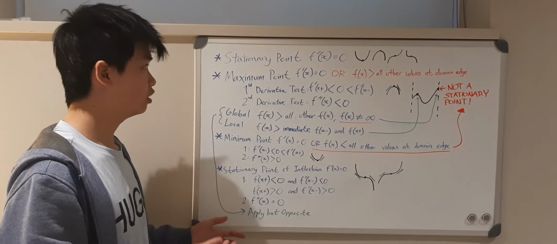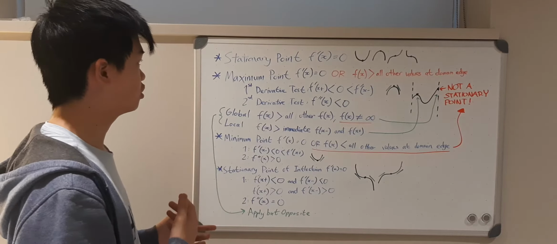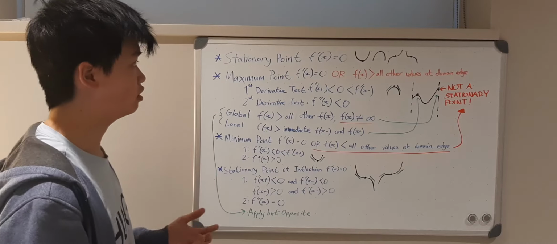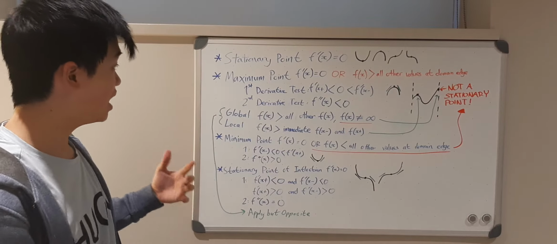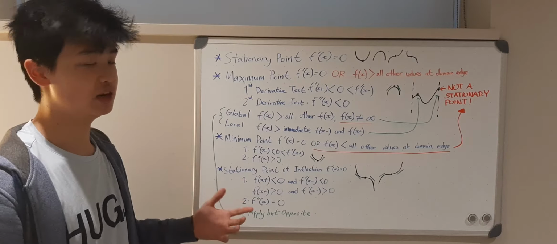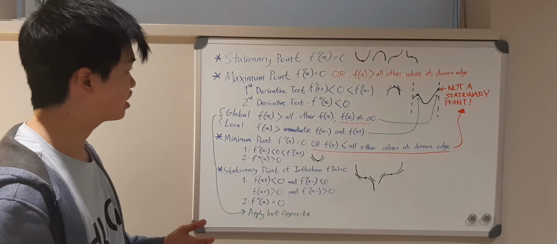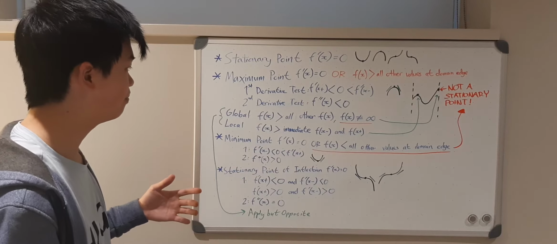Hello. So now I'll be talking about stationary points. Stationary points occur when f'(x) = 0, and here are some examples of what that would look like. A maximum point is a type of stationary point where the same rule applies: f'(x) = 0. There is one exception to that, but I'll get there later.